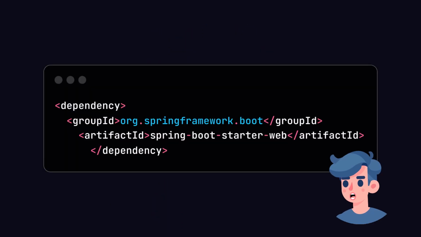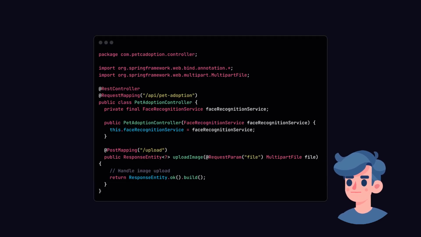Now that we have our face recognition service ready, let's create a web interface for uploading images. We'll be using Spring Boot for our web framework. Let's add the necessary dependencies to our pom.xml. We need to include the Spring Boot starter dependencies for web support. Now, let's create a new class called PetAdoptionController. This controller will handle web requests and provide endpoints for our functionality.